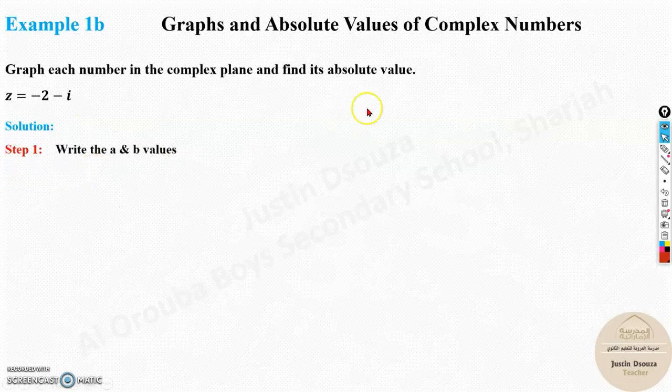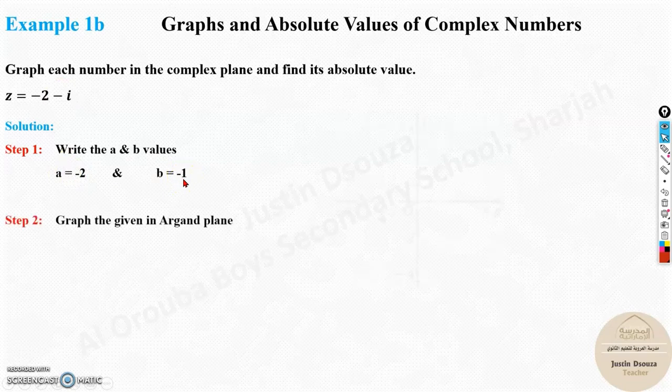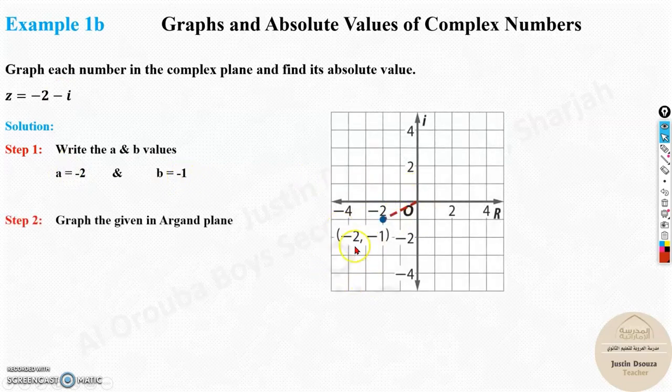Over here, write A and B values, right? So what do you do is, see what's the A value, that is -2. And then over here there's nothing, only a minus sign. That means it's -1. A is -2, B is -1. What next? We can graph it easily. It'll be in the third quadrant because minus and minus. So -2 over here and -1, this is the point.